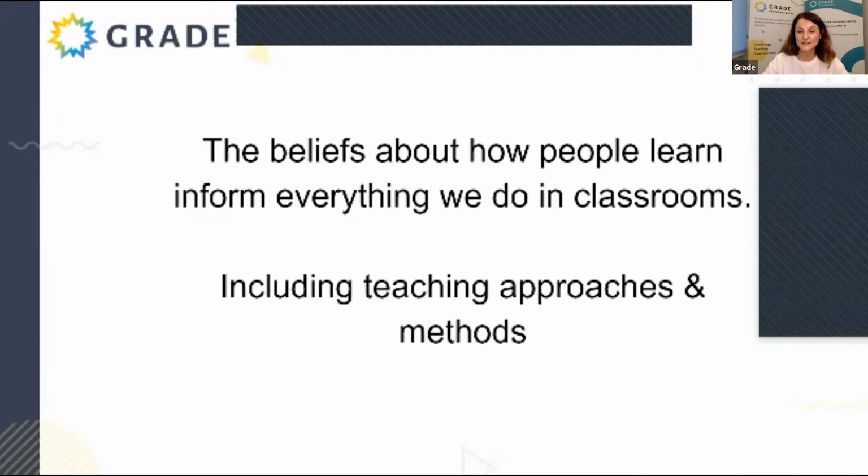Now, let's look at the statement here and think how that affects our teaching. So the statement goes, the beliefs about how people learn inform everything we do in classrooms. I want you to read it once again and try to interpret to yourselves. Try to see what it means to you. The beliefs about how people learn, so our beliefs as teachers about how our students learn the language, how it happens in their head, actually informs everything we do in classrooms.